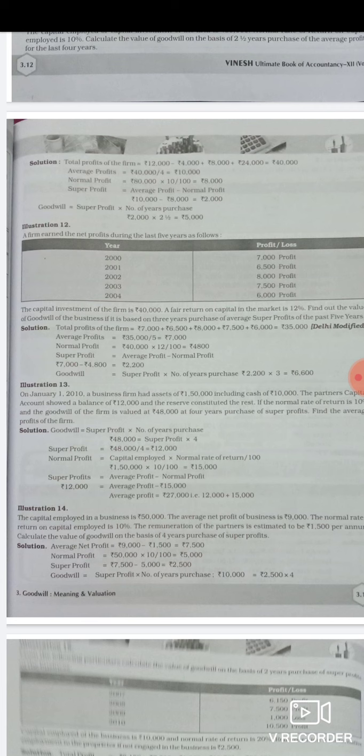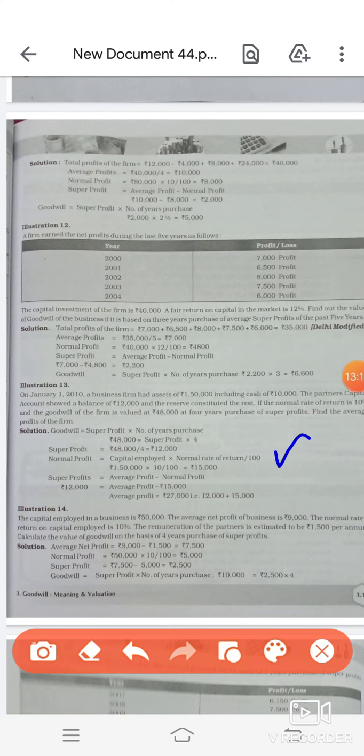Okay, so first you write the formula: goodwill equal to super profit into number of years purchase. So what is the amount of goodwill? That is 48,000. So first you are going to find the super profit. As per the mathematics rules, 48,000 equal to super profit into number of years purchase, which is 4 years. So from this we can calculate the super profit, that is 48,000 divided by 4. Okay, so now we finished calculating the super profit, that is 12,000. The next one is normal profit.